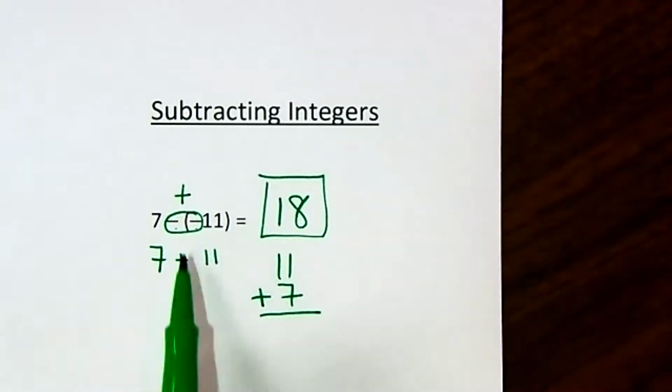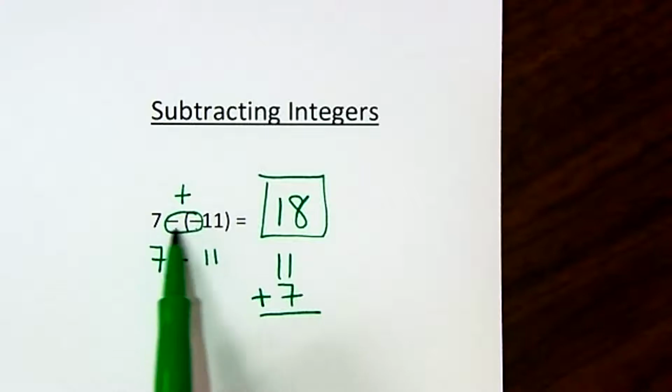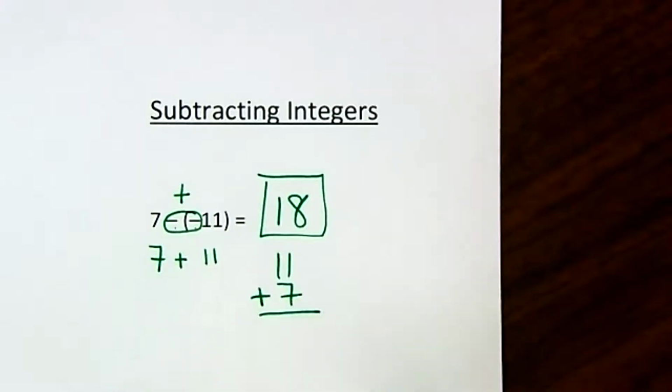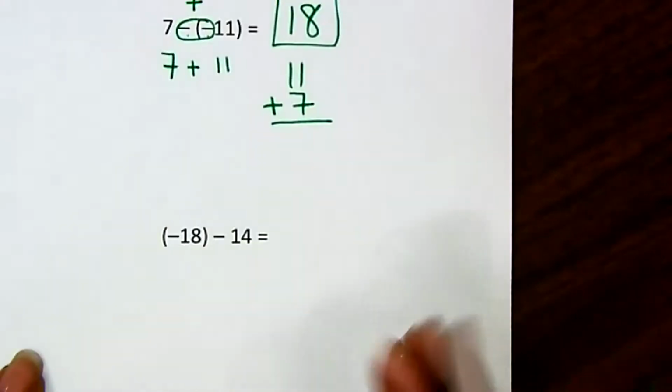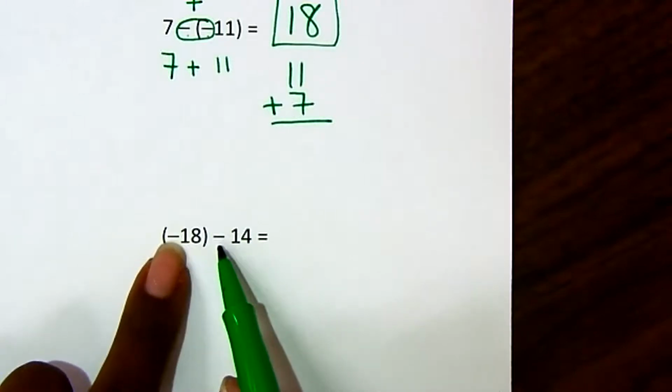And you might say, but miss, that's a subtraction sign. Yes, it is a subtraction sign. But a subtraction sign and a negative sign, if you notice, they are the same. They're taking away. They mean less than. Let's look at the next one. I have a negative 18 minus 14. Remember, a negative and a subtraction symbol are the same thing.